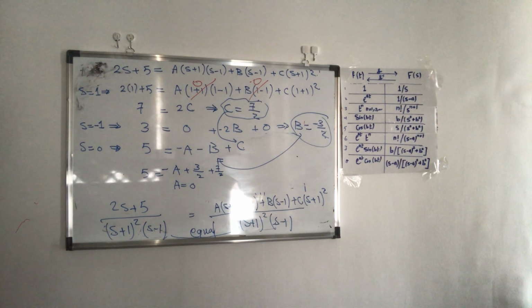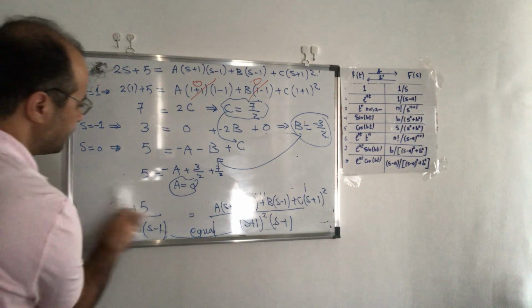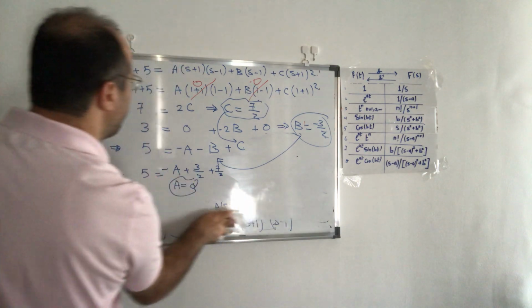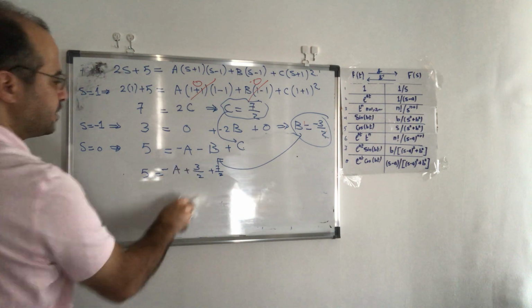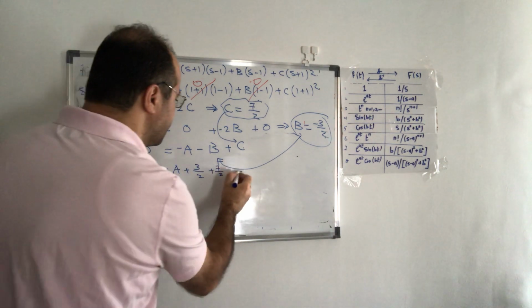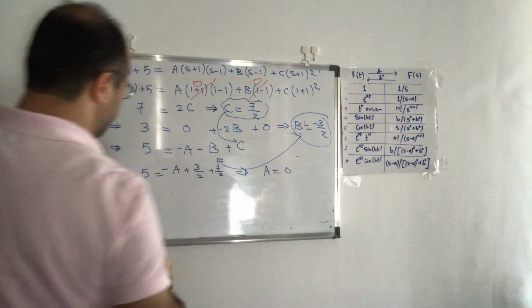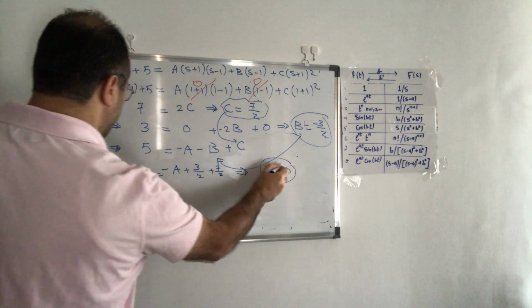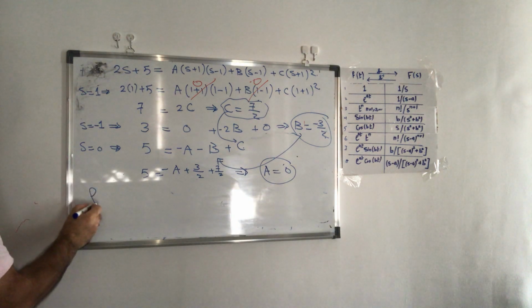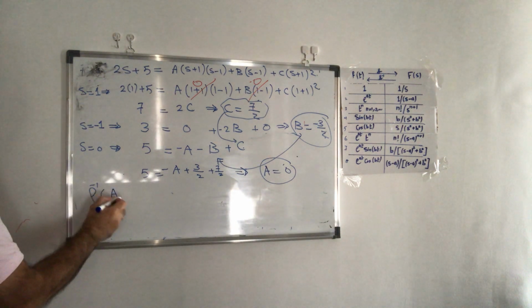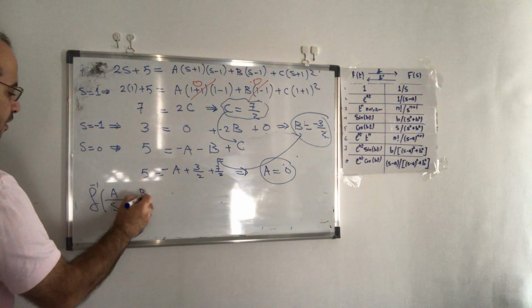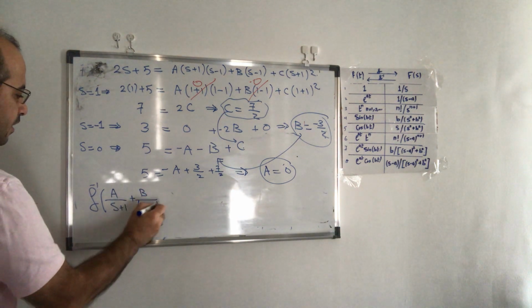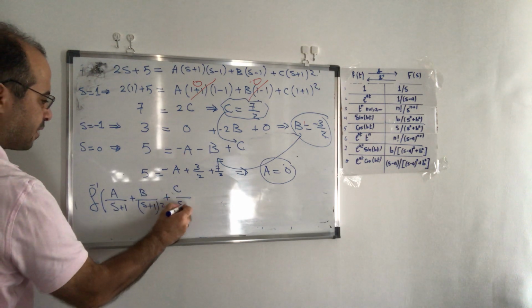The calculations are not that important, but you can go and review my calculations. So we have the A, B, and C, then ended up with the following. A is 0, right? And then here I'm getting my fraction, so we need the Laplace inverse of A over S minus 1, plus B over S plus 1 squared, plus C over S minus 1, right?